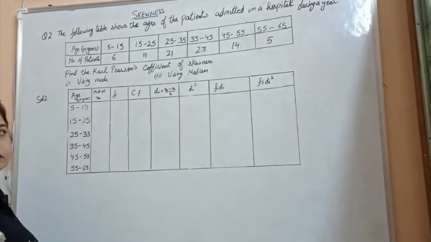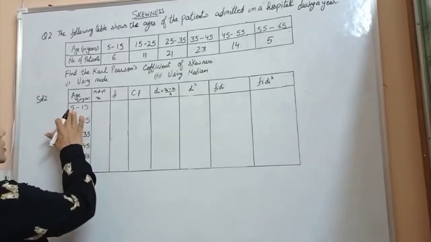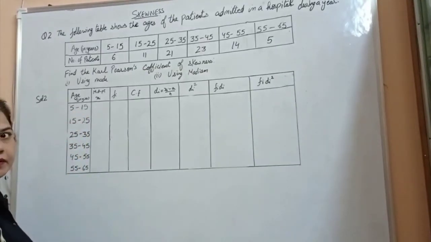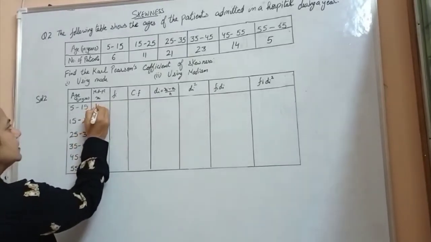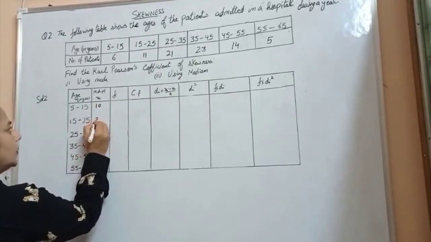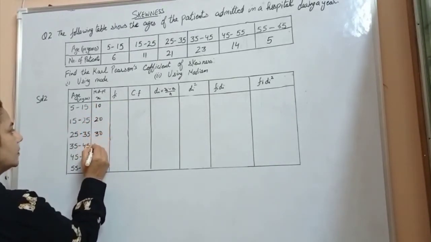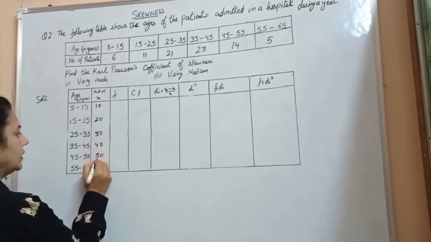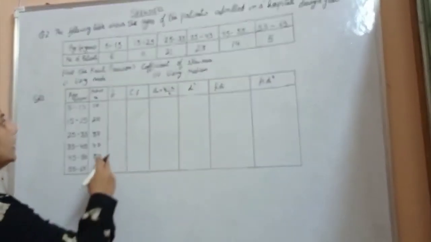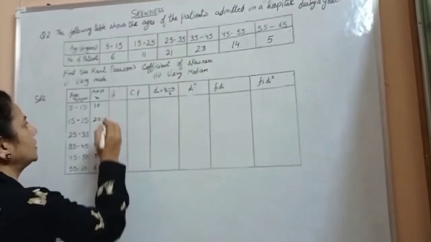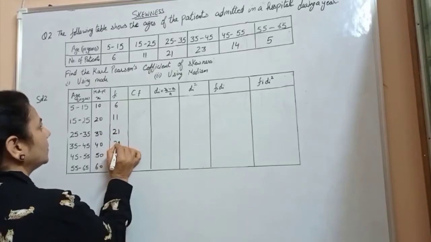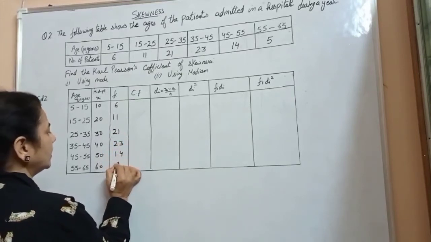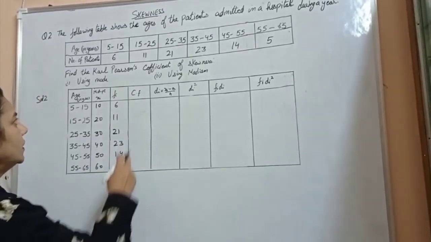The class interval 5 to 15 is given to you. First of all, we calculate the midpoint. The midpoint is the lower limit plus the upper limit divided by 2. 5 plus 15 is 20, divided by 2 is 10. Similarly, the next are 20, 30, 40, 50 and then 60. Enter the frequency which is already given in the question. It is 6, 11, 21, 23, 14 and 5.